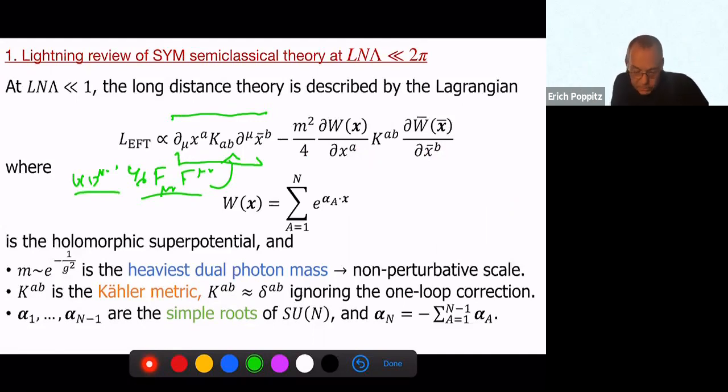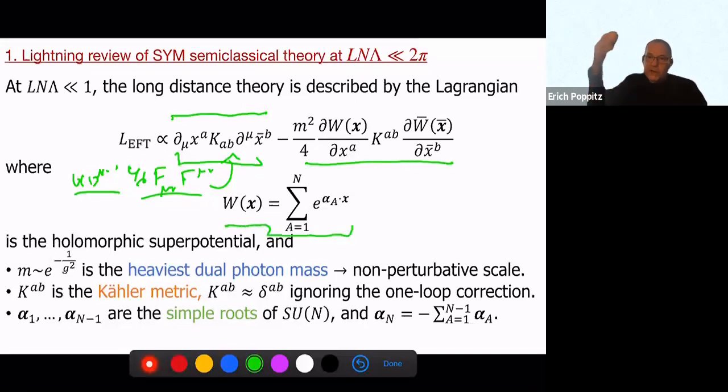And actually the entire 4D F squared. This is the interesting part, and this is the non-perturbative superpotential, which is generated by monopole instantons. There are many ways to write it, but this way is particularly convenient. There are n terms in it. There are n monopole instantons. They are labeled by the simple roots of SU(N), and one of them is labeled by the nth root.